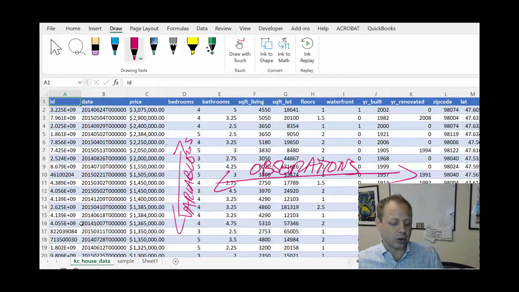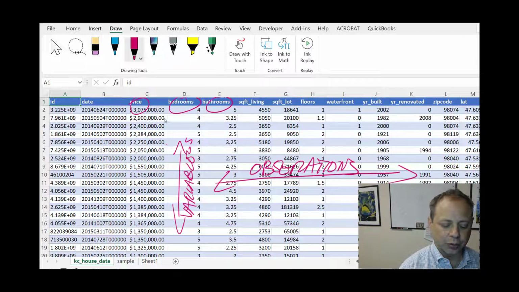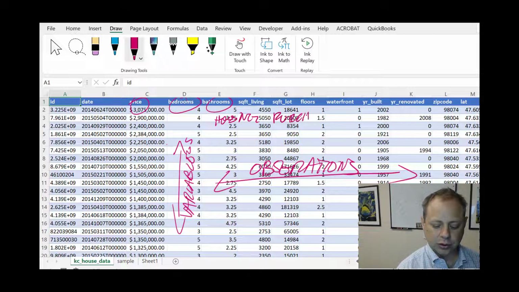We need to know where things are in order to construct the mathematical analysis that we're going to do, but more to the point later. These variables, price, bedrooms, bathrooms, all describe something. They describe, in this case, a transaction. Each one of these observations is a housing purchase.